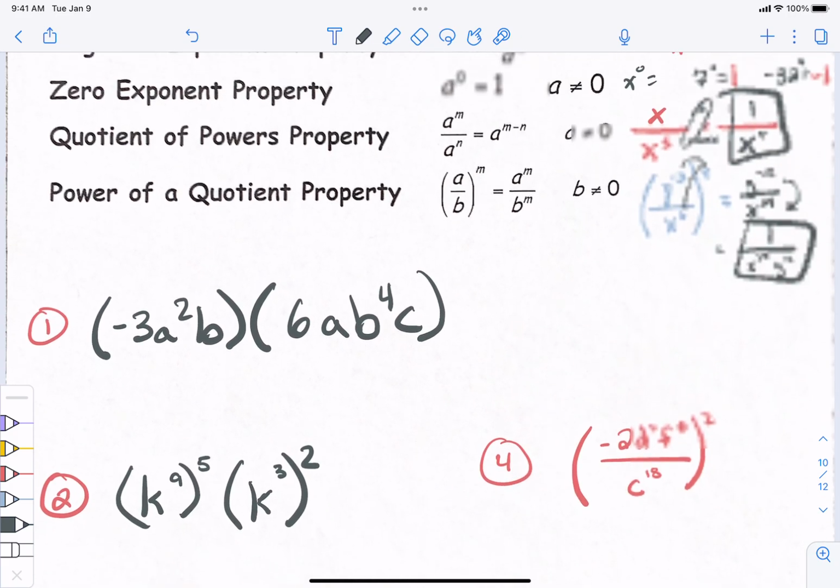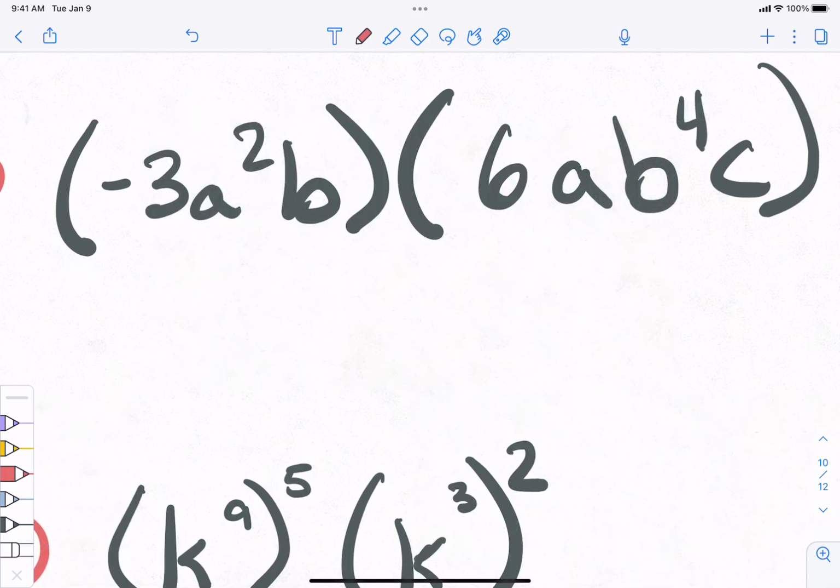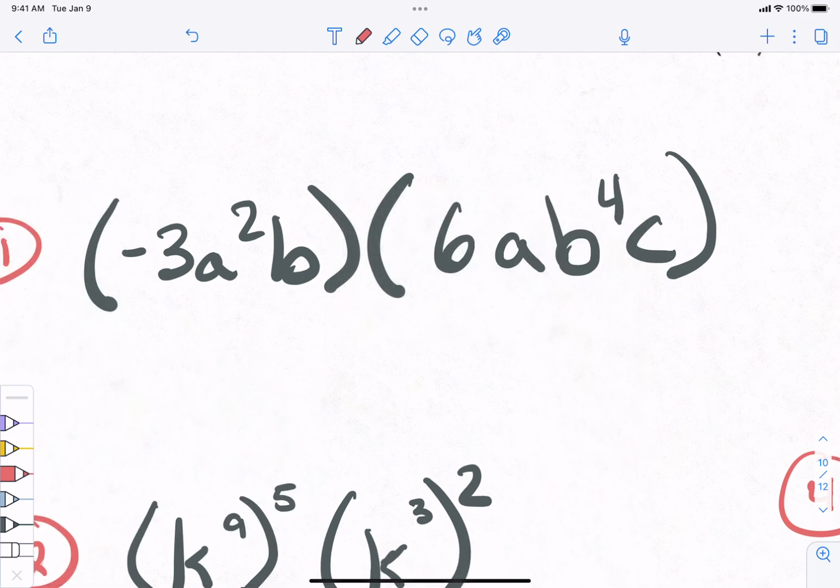Here we go. Right here, number 1. Is that a 6 or a B? That is a 6. Okay, what can we do? You're multiplying those, right?